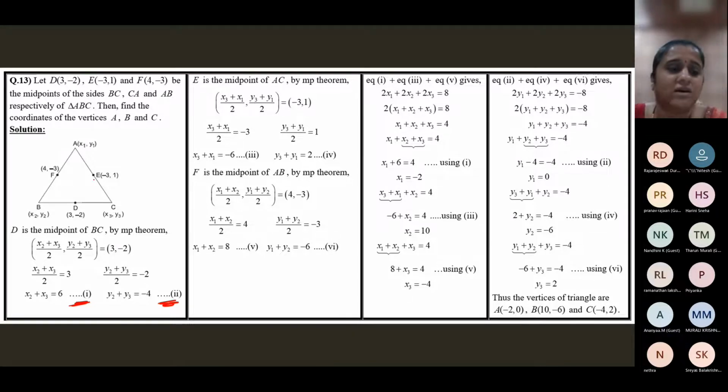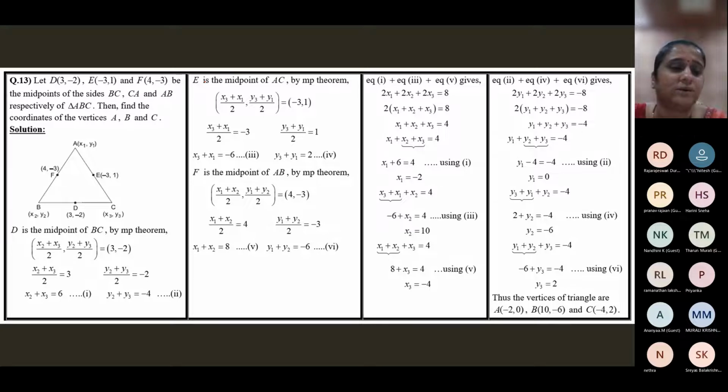So in the same way, take up the next one. E is the midpoint of AC. So by midpoint theorem, to find the coordinates of E, you need to use the coordinates of A and C, because E is the midpoint of AC. So you'll have to use the coordinates of A and C.